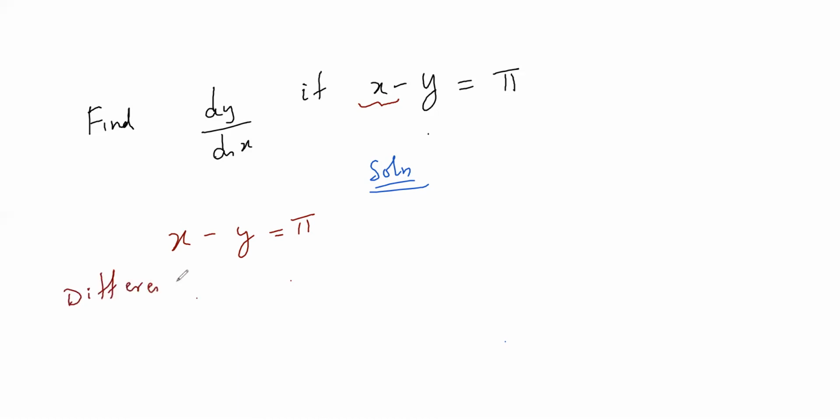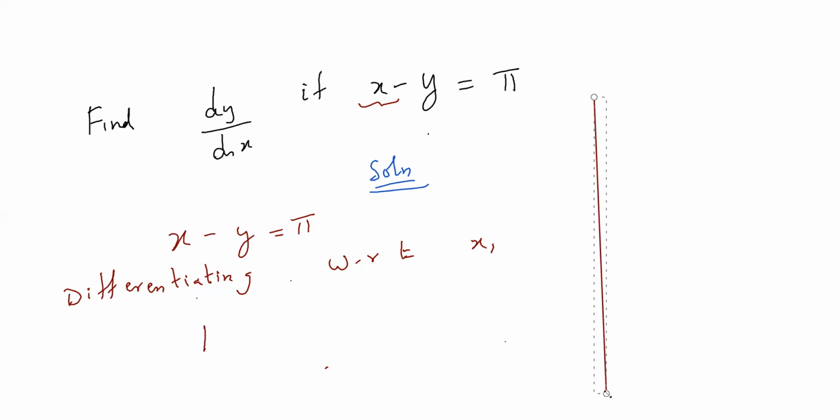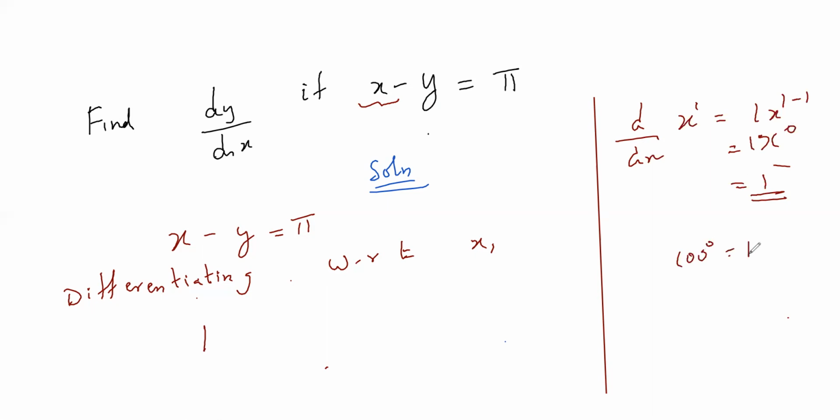Differentiating, you should write down in words, okay? Differentiating with respect to x, WRT meaning with respect to x. What are we getting? Differentiation of x is what? 1 itself. d by dx of x power 1 is 1 x power 1 minus 1, that is 1 into x power 0, which is equal to 1 itself. Anything to the power 0 is 1. 100 power 0 is what? 1. Correct? And this is d by dx of y.